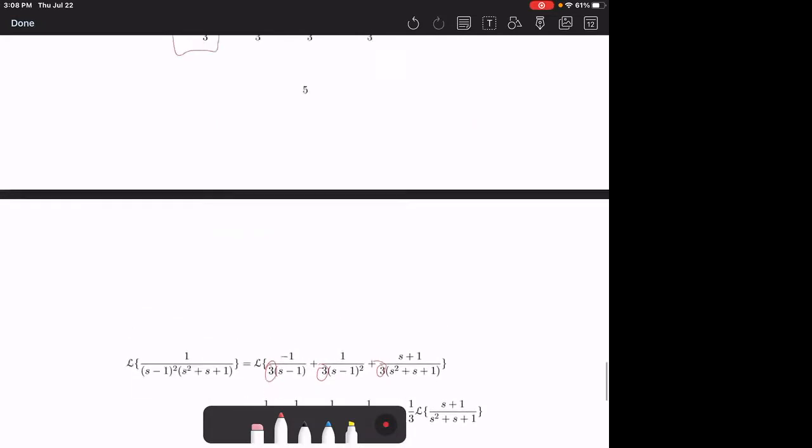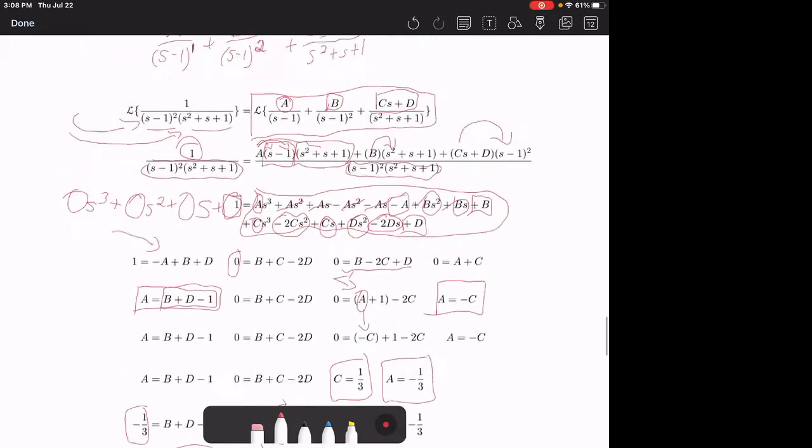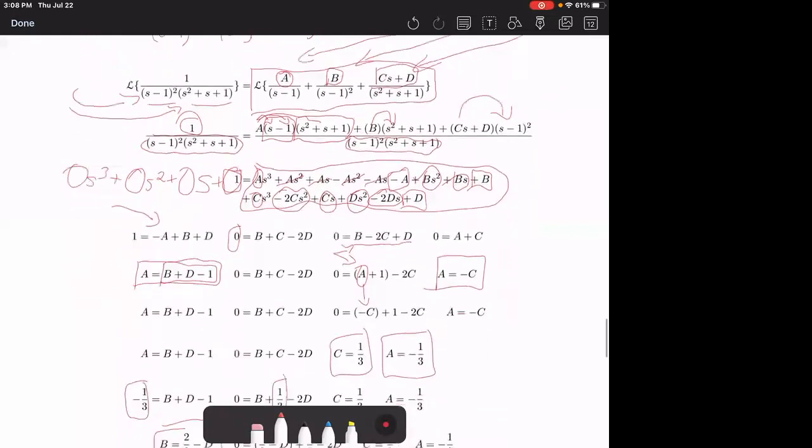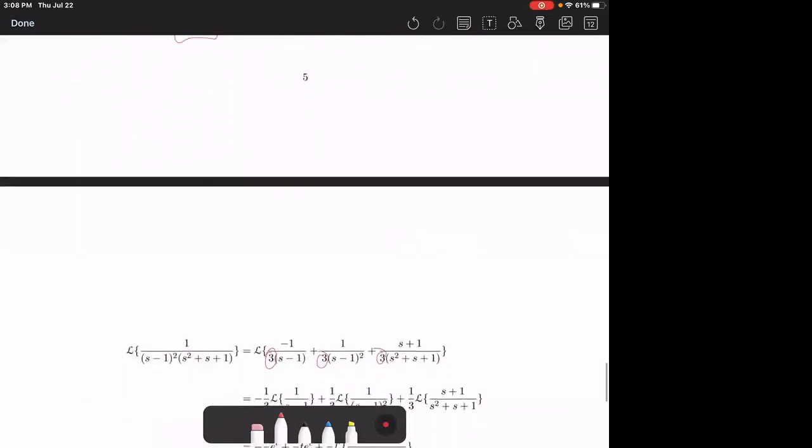And to note what plugging in we did, we plugged these values in here. So a became negative 1/3, b became positive 1/3, and c and d were both also 1/3. So that's how we reached this point.